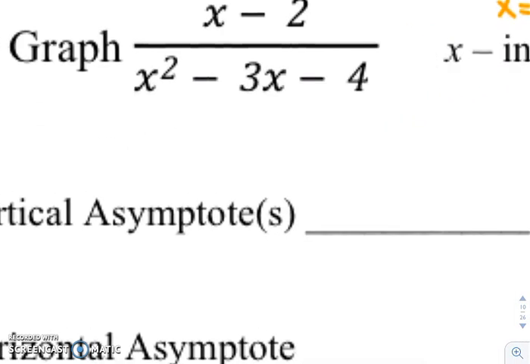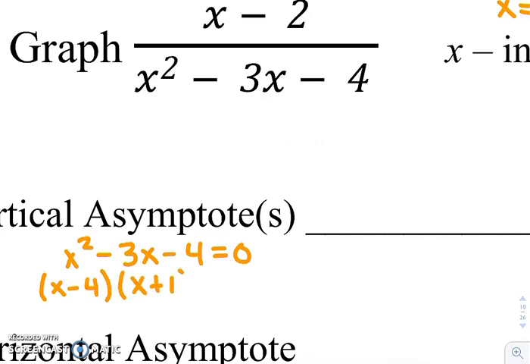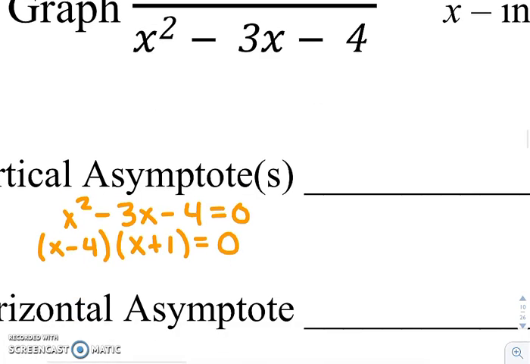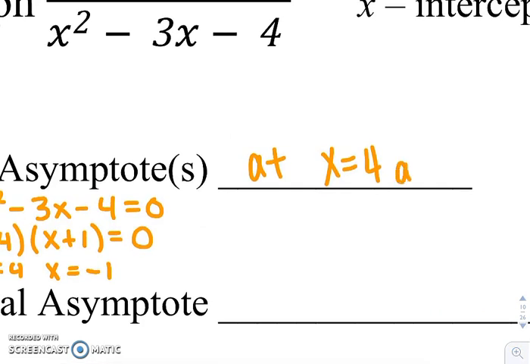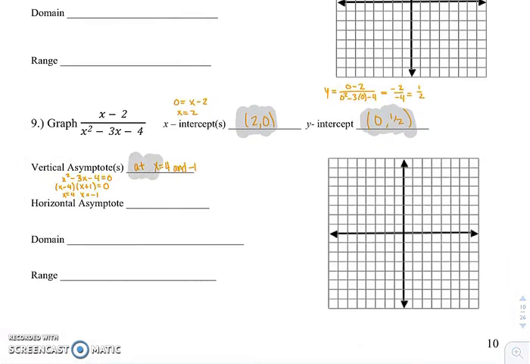Vertical asymptotes, we're solving for that denominator, so x squared minus 3x minus 4. Check to see if we can factor it, because that's always, I think, the easiest method. We can: x minus 4 times x plus 1. You can always use the quadratic formula. So x will equal 4, x will equal negative 1. So those are our vertical asymptotes. You can draw them in if you'd like. 4 and negative 1.